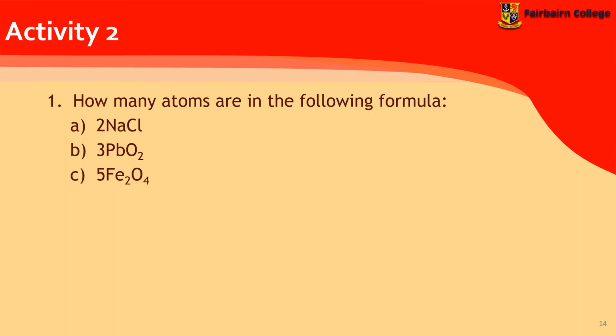So here's the activity from earlier on in the video. All you have to do is count up the number of atoms in each of these chemical equations or chemical formulas. So go back and see the method that we used earlier on, but like I said, this is quite a straightforward and simple activity.